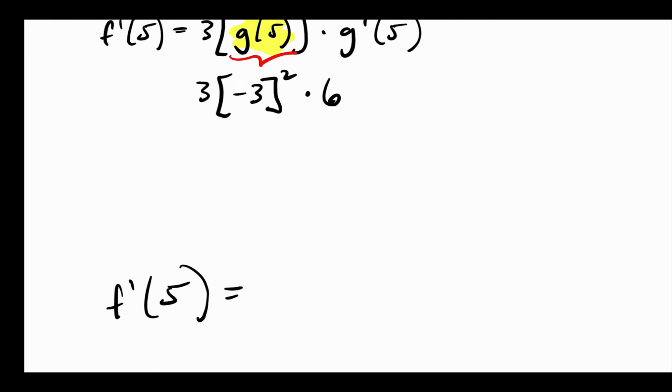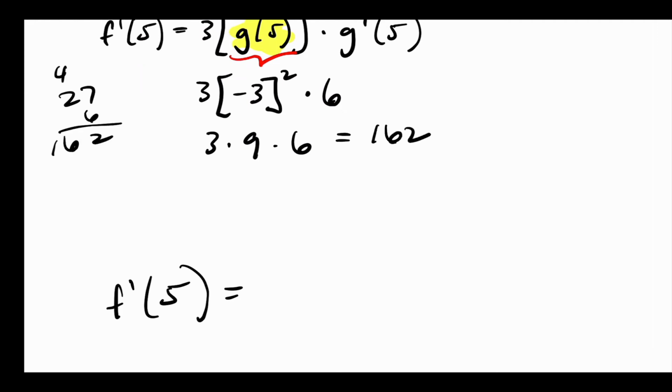Okay. Next, I do exponents. So negative 3 to the second power is 9. Then you have just all multiplication left. So you get 27 times 6, or 54 times 3. Let's see, 27 times 6 is 162. Done.